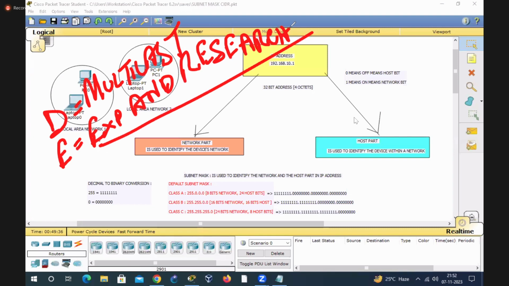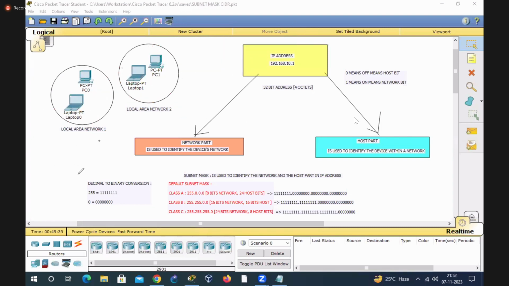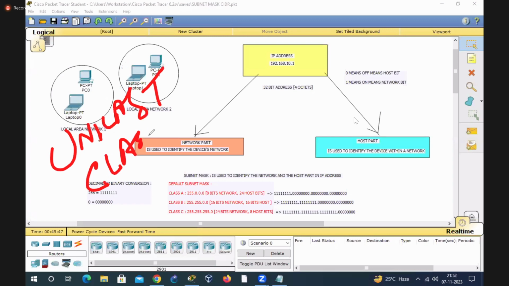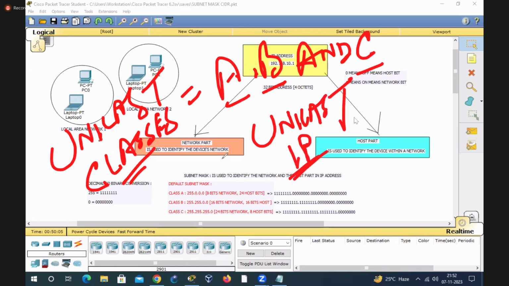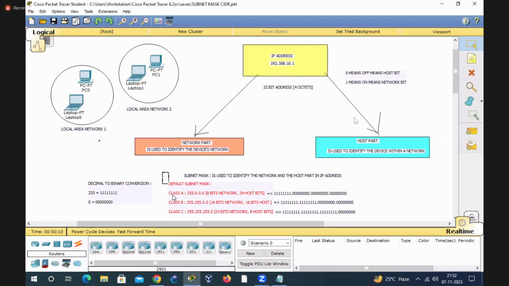Okay. So what subnet mask do we have available? That is for unicast. Okay. So which classes are unicast classes? That is your class A, class B, and C, right? These are your unicast classes. We also call these class A, B, C IPs unicast IPs, because we use them for one-to-one, direct communication. So this is your class A, B, C subnet mask, what you were seeing.